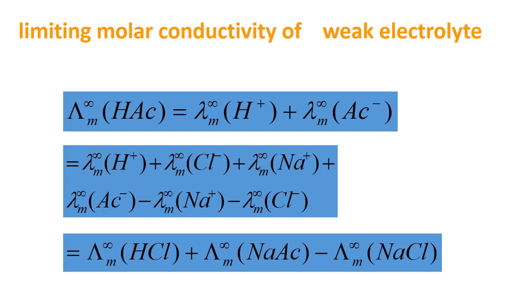So lambda m infinite of H plus and Cl minus is nothing but HCl. Then lambda m infinite of Na plus and acetate ion is nothing but sodium acetate. And at last, lambda m infinite of NaCl. So what we can do is add the molar conductivity at infinite dilution of HCl and sodium acetate, and we subtract from that the molar conductivity at infinite dilution of sodium chloride.